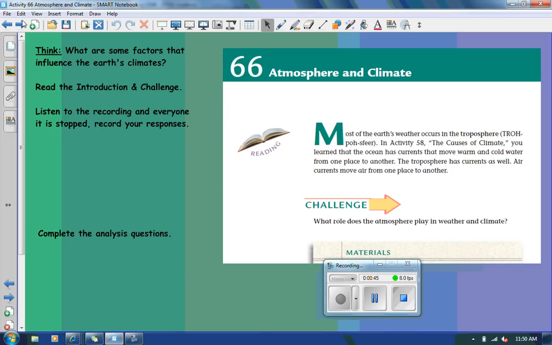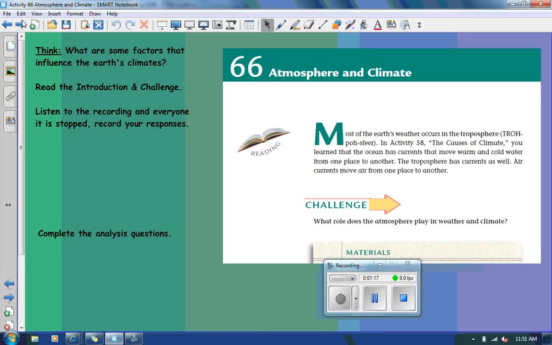Think to yourself, what are some factors that influence the Earth's climates? Let's read the introduction challenge together, and then I'm going to tell you what you're going to do with this reading. Most of the Earth's weather occurs in the troposphere. In Activity 58, the causes of climate, you learned that the ocean has currents that move warm and cold water from one place to another. The troposphere has currents as well. Air currents move air from one place to another. So we're trying to find out what role the atmosphere plays in weather and climate.